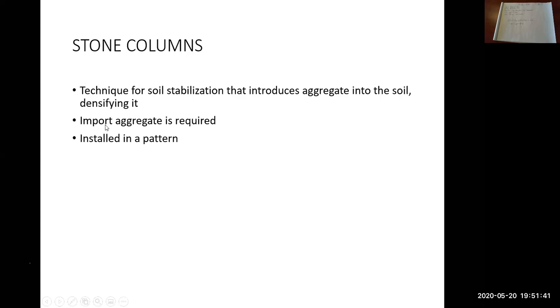So again, it's a specific pattern. For stone columns, all the columns don't touch each other. They are spread apart, usually approximately 2 meters, maybe a little more, on center. A stone column would be anywhere from 0.7 to 0.9 meters in diameter, somewhere in that range. So there is space in between each column.